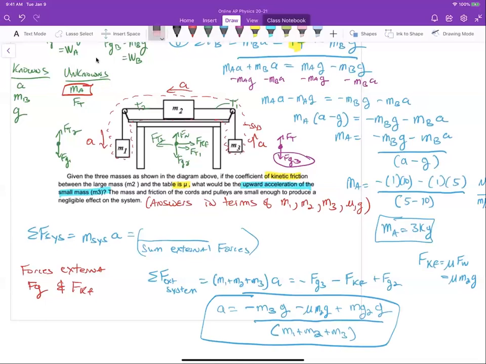I see one mistake. I'm just going to rework this problem.